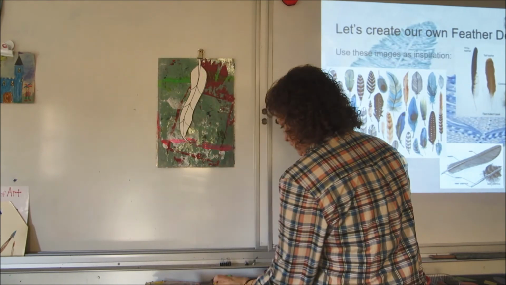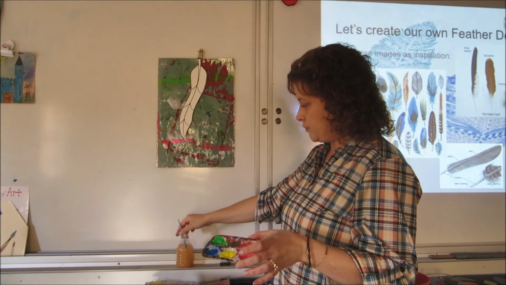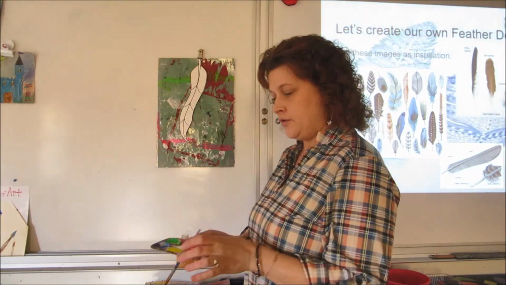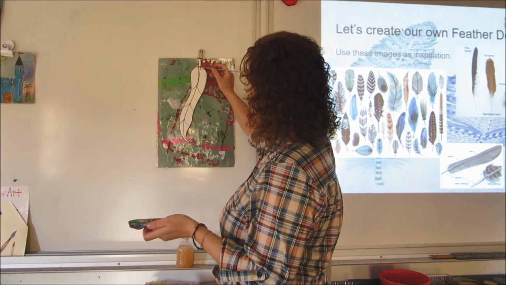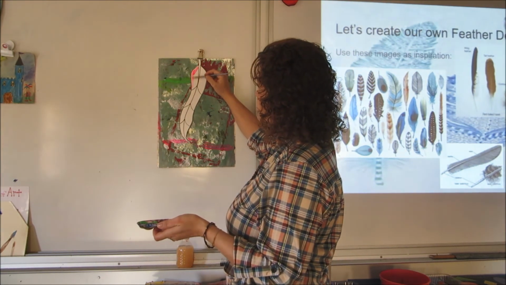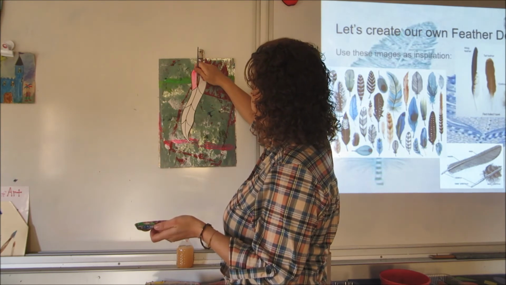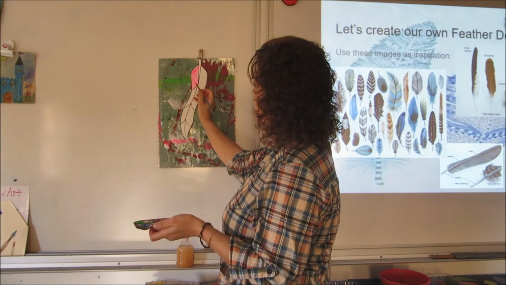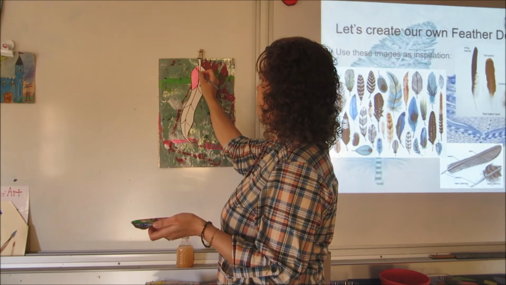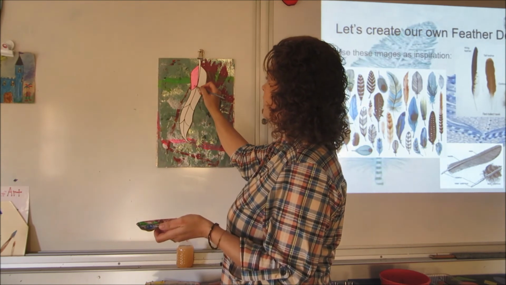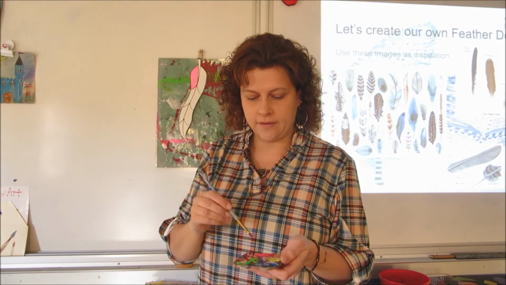Okay. You've got pink, yellow, blue, green, and you've also got some gold. So you'll get a brush and some water and your own palette of paint. And you just paint in the sections of your feather. And if you want to use the brush strokes, like the veining of the feather, pull your brush strokes out.